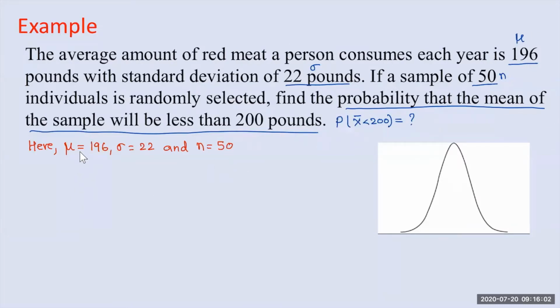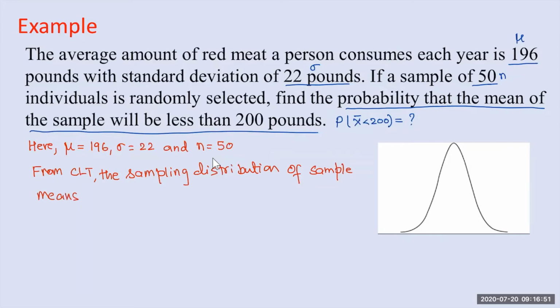So here you have the population mean given, population standard deviation given, sample size is 50. So what we know from the central limit theorem is when the size of the sample is greater than 30, the sampling distribution of the sample mean will be normal. So that is what we know from central limit theorem. So we are going to write that. From central limit theorem, I'm writing CLT for central limit theorem, the sampling distribution of sample means is normal.